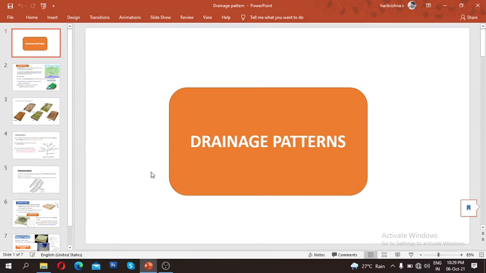Yes. So in this lecture, we are supposed to discuss various drainage patterns. This is completely based on hydrogeology topics. This is a small topic, that is drainage patterns. This is actually a main portion which is usually asked in various competitive exams.